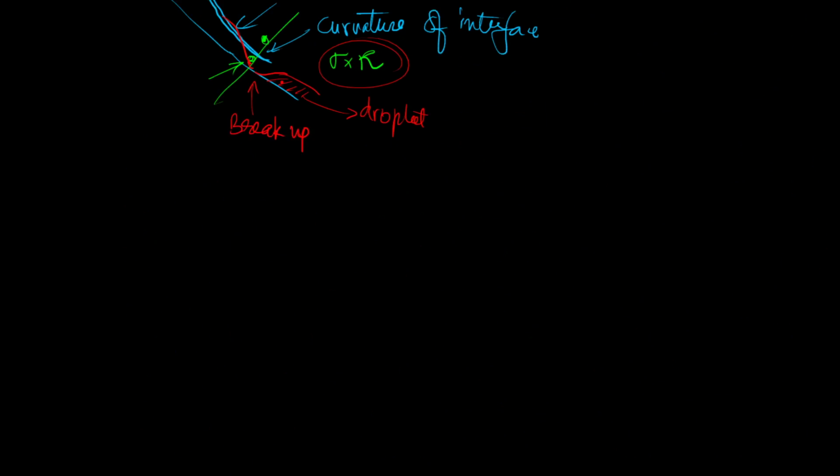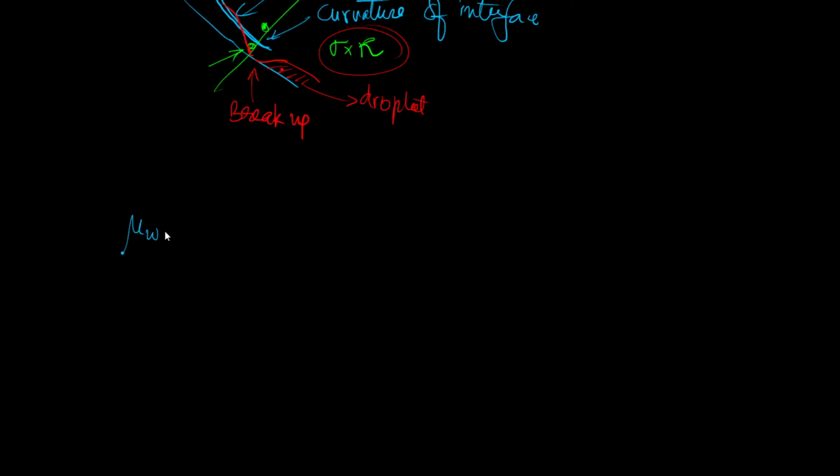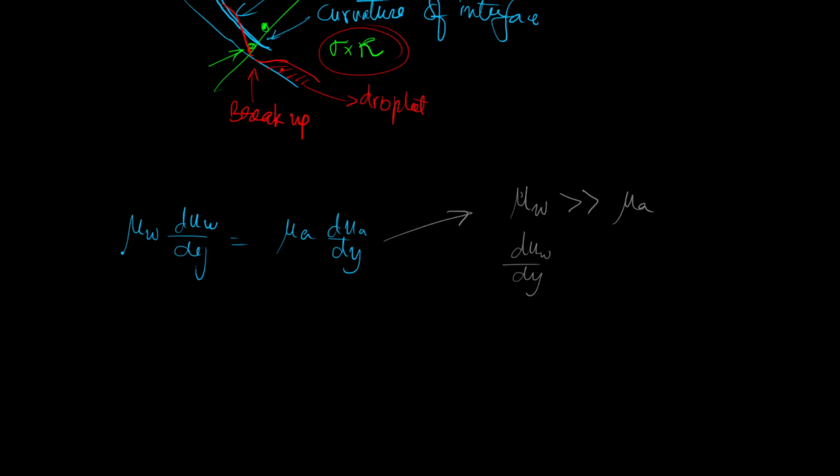So let me write it down over here. So mu water du water dy is equal to mu air du air dy. So we have tacitly assumed that mu water is much larger than mu air, and hence du water dy must be much smaller than du air dy.